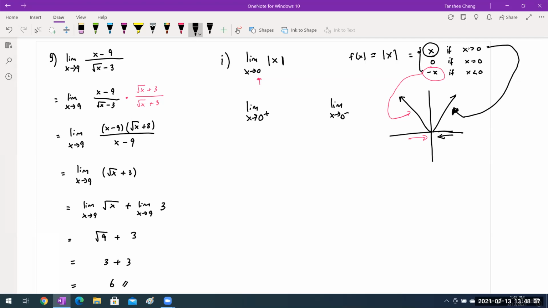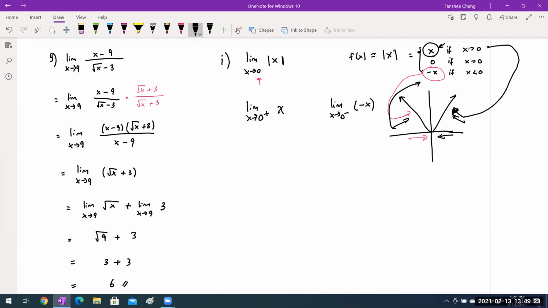And this time, unlike example E, approaching from the right-hand side, which is this portion right here, uses the first formula, x. When we approach 0 from the left-hand side, we are using this part of the graph, which is what? Negative of it. So my function formula will be negative x. That is the difference between example E and this example, because we are talking about two different parts of the graph with different restricted domains. So the formula for each part is different. You have to be really careful about that.